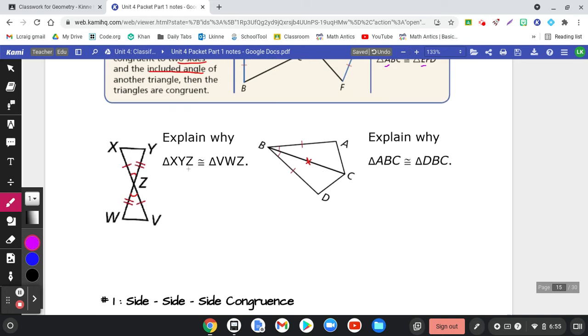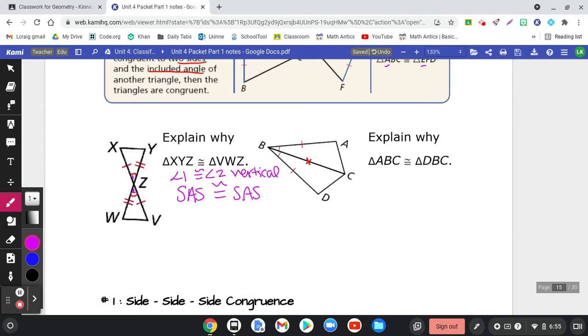So this first one, explain why triangle XYZ is congruent to triangle BWZ. All right, so we have angle 1 and angle 2 there are congruent because they're vertical. And then you've got the two sides with the angle in between. Same over here, side, angle, side. So it is side, angle, side of one triangle is congruent to side, angle, side of the other. And angle 1 is congruent to angle 2 because they're vertical.